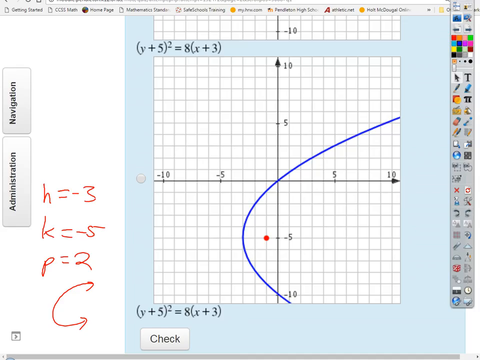Oh, that's it right there, isn't it? Right? Look at this one. So -3, -5, there's the vertex, and the focus is 2 to the right of the vertex, so that's it. Good? Okay.